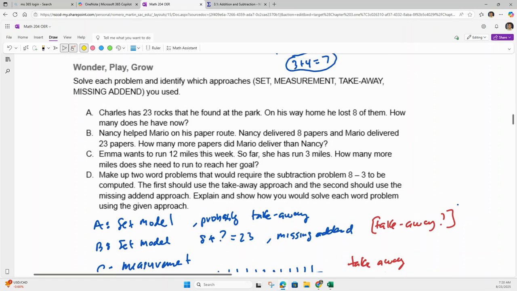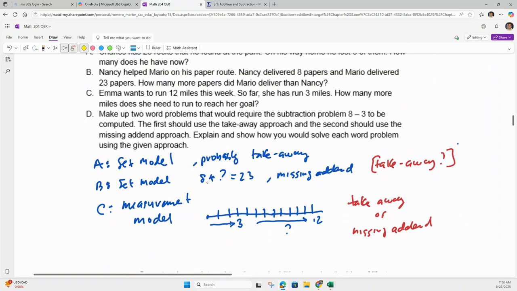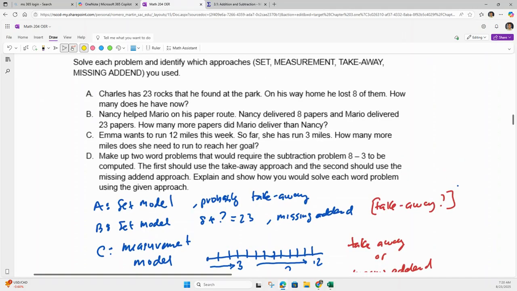And so wonder, play, grow, again, these are chances in class that we have to work together in small groups. But with an online model, if you're doing this at home, you have to challenge yourself to think about this, or maybe bring someone along with you to think about this.